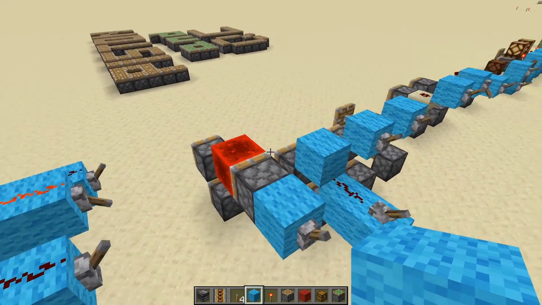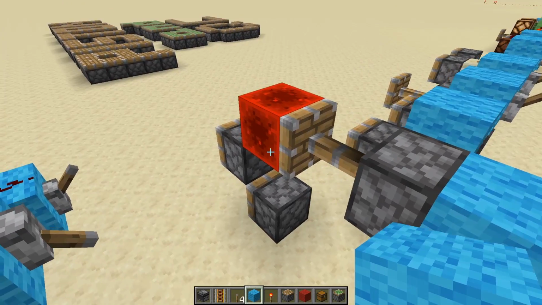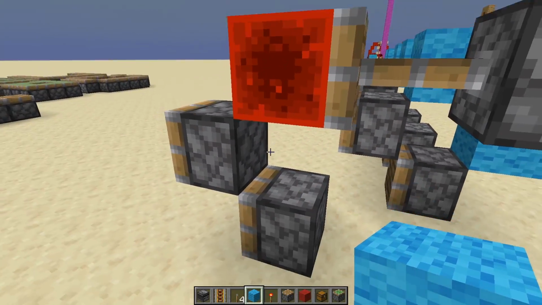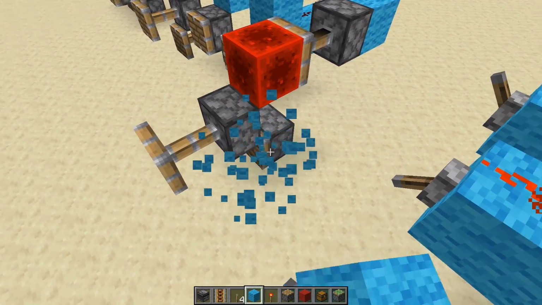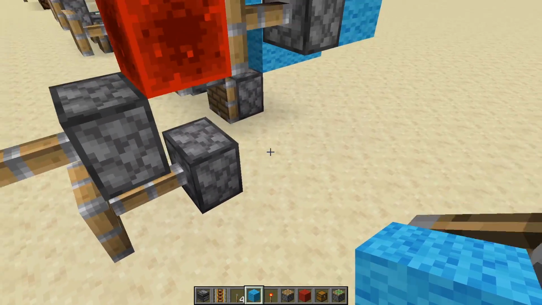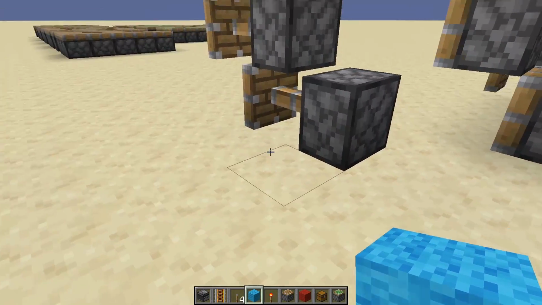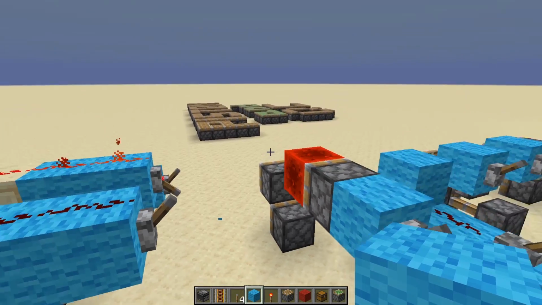Now one of the interesting ones as well is the use of a redstone block. Even though it's right next to them, it's not going to update them. So you're going to have to actually update each one of them individually, and then once they retract, you have to update them again so they retract again.